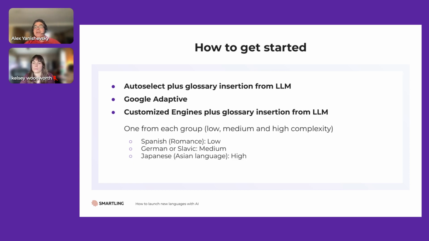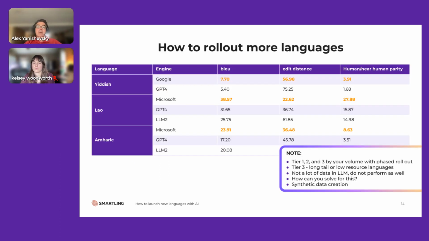Now you might think to yourself, okay, how do I add more languages if they're low resource languages? Something that I wanted to show you: when we're saying low resource languages, some companies call them tier 1, tier 2, tier 3, and tier 3 would be languages that are long tail or low resource languages. I give you some examples here, for example, Yiddish, Lao, and Amharic. And again, we see a similar thing that I was showing you with the more common tier 1, tier 2 languages, which is that large language models don't do as well as the current neural machine translation engines like Microsoft or Google. Also, there just isn't a lot of data for these languages, so they don't perform as well.